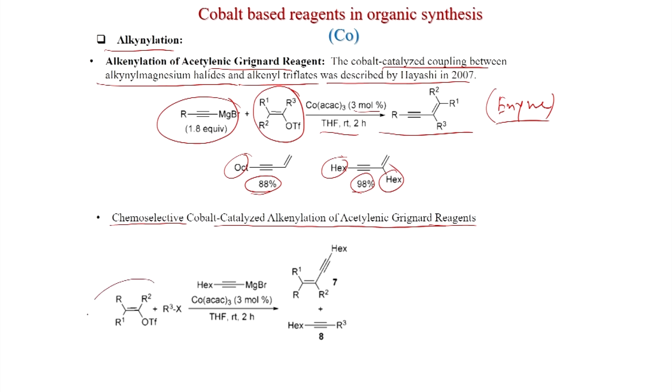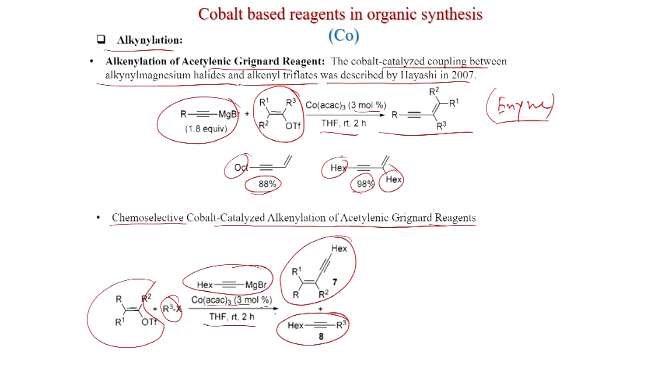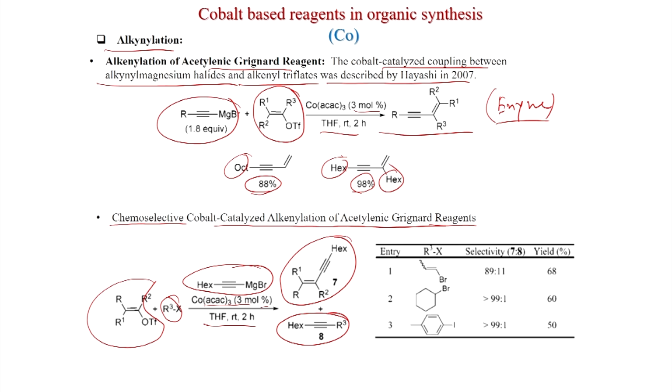So, here this is the vinyl triflate, this is the Grignard, that is what we are looking for in the reaction, and you get this enyne product. Now, if you put R3X, R3 can also be aryl, so this product could be formed. That is what we saw in the last reaction, where the aryl group is coming in, with cobalt acetylacetonate 3 mole percent, THF, room temperature, 2 hours, and you can get the selectivity.